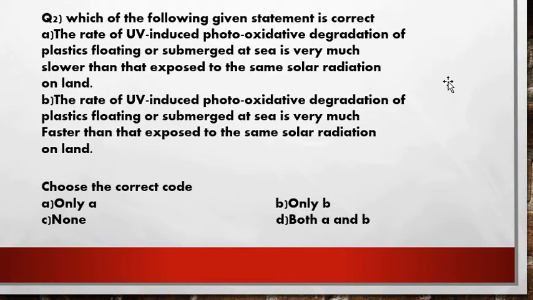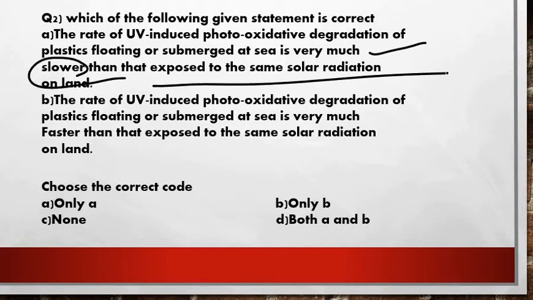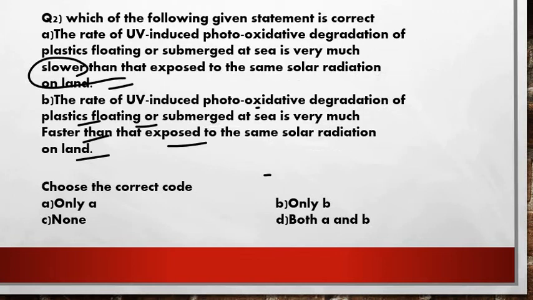Which of the following given statements is correct? Option A says the rate of UV-induced photooxidative degradation of plastic floating or submerged at sea is very much slower than that of plastic exposed to the same solar radiation on land. The second statement says the rate of UV-induced photooxidative degradation of plastic floating or submerged at sea is very much faster than that of plastic exposed to the same solar radiation on land. Which of the following given options is correct? You have to choose the right answer from the below.